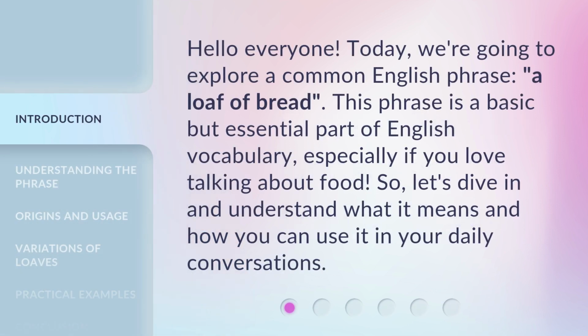Hello everyone. Today, we're going to explore a common English phrase, a loaf of bread. This phrase is a basic but essential part of English vocabulary, especially if you love talking about food. So, let's dive in and understand what it means and how you can use it in your daily conversations.